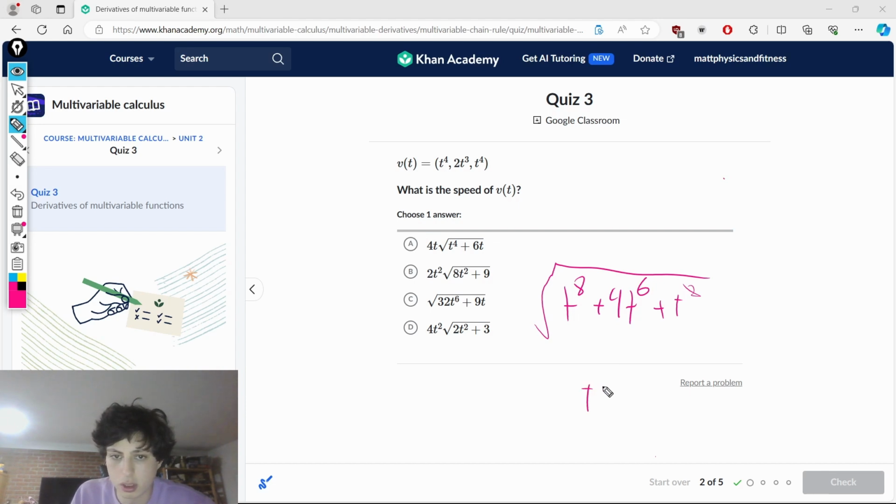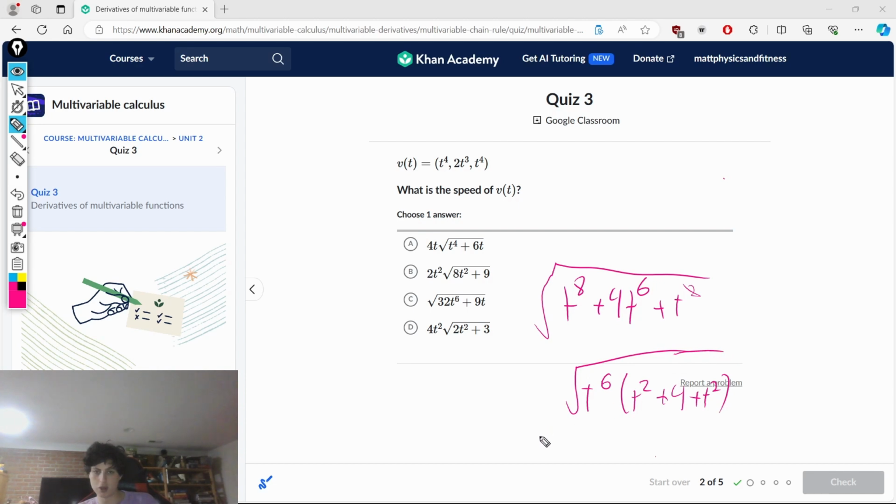T to the... no, t to the 6th comes out. No, no. No, but I want that to be a t cubed on the outside. Oh, terrible. But is there like a derivative? V of t. What is the speed of v of t? I can take all the derivatives and then add them in quadrature or something. I don't even know.